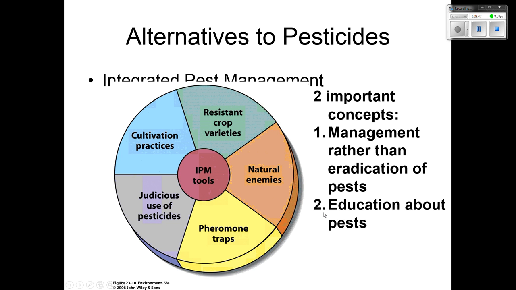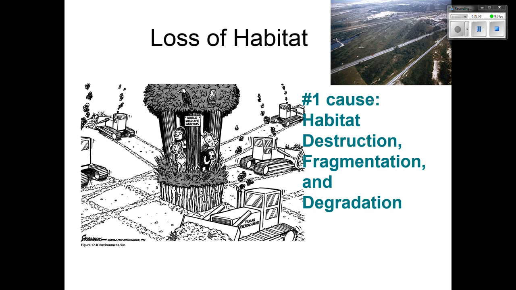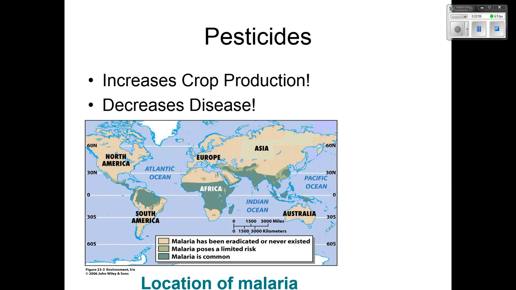Also for pesticides, it's asking you for number 9, positives and negatives of pesticides. So for your pesticides, obviously we need them because they help save our crops. I told you that our biggest competitors on Earth are probably the insects that try and eat our crops. We're trying to eat them, they're trying to eat them. So it increases crop production, the fact that we make these poisons and we're able to kill them.